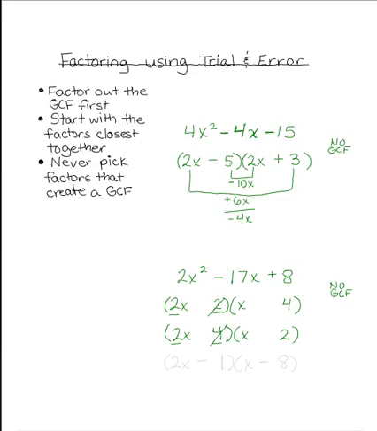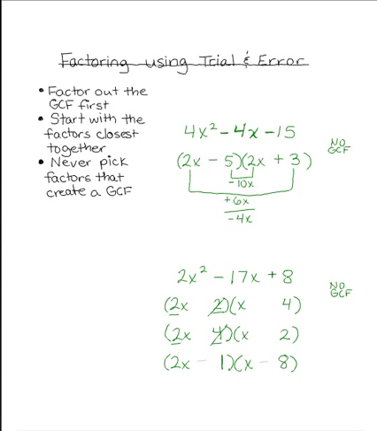2 and 4 were the factors closest together, but since they created GCFs, we're going to have to use 8 and 1. So I will set up my 2x and my x, and I need to put 8 and 1 in the back. If I put 8 here, I'm going to be creating a GCF again with the 2. So I'm going to put the 1 here and the 8 here.